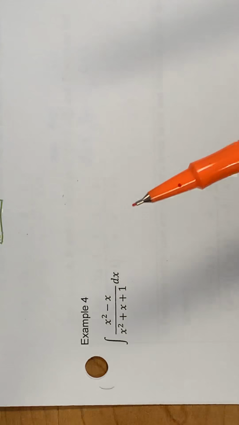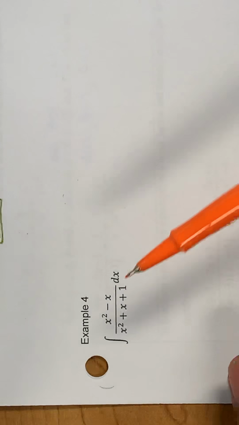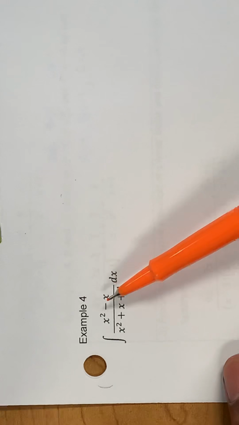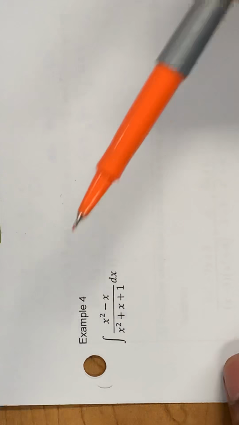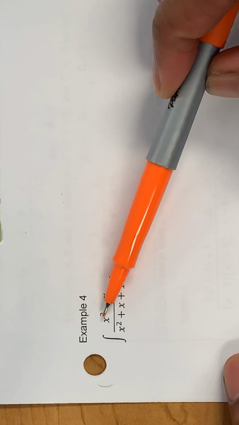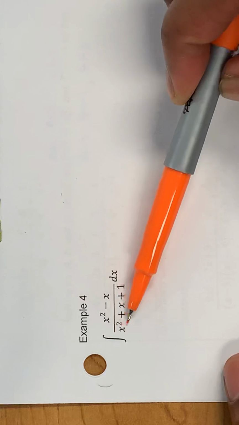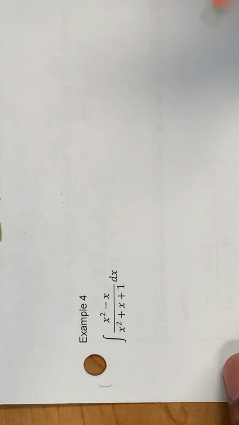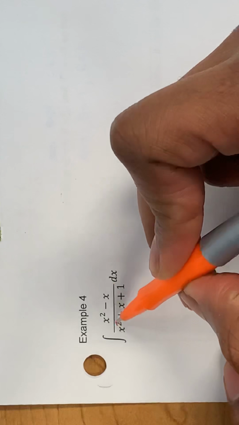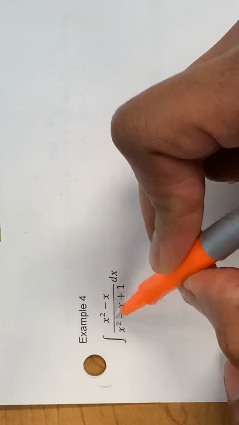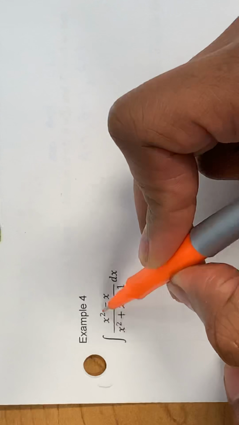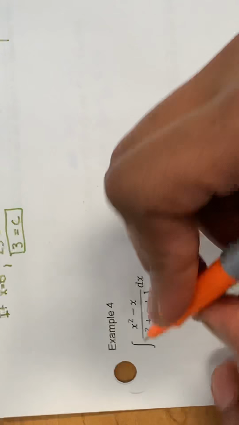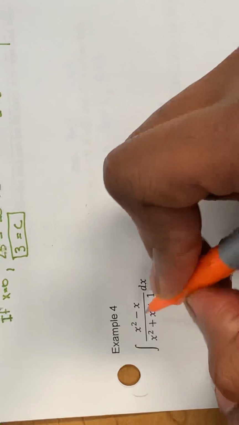So for the last example, in order to do partial fractions, you must have a proper fraction, which means that the degree of the numerator has to be less than the degree of the denominator. If not, we have to do polynomial long division. And in this case, we can see that the degree of the denominator equals the degree of the top. So the first thing is we do long division. We divide this into the top.